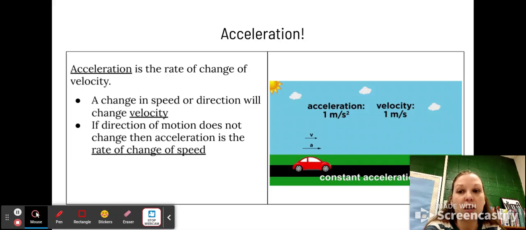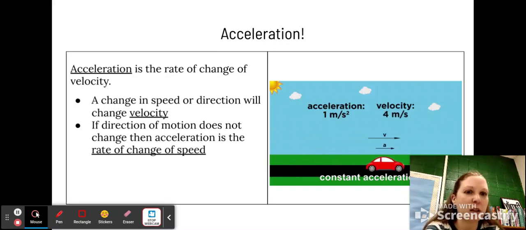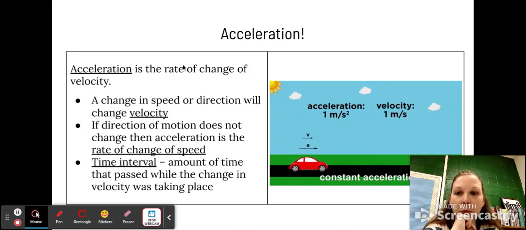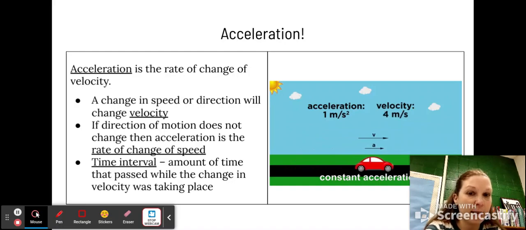If the direction of motion does not change, then the acceleration is the rate of change of speed, which is normally what you come in contact with, especially when you're driving down the highway. You don't change direction. If you're on a straight shot, then acceleration is specifically due to the change in speed. So we do have to acknowledge our time interval here. This is going to be whatever amount of time passes while that change in velocity is taking place.